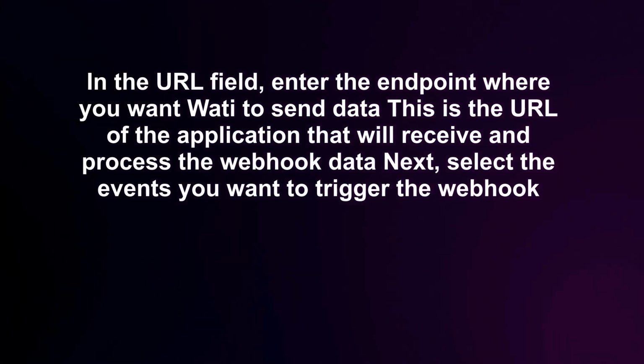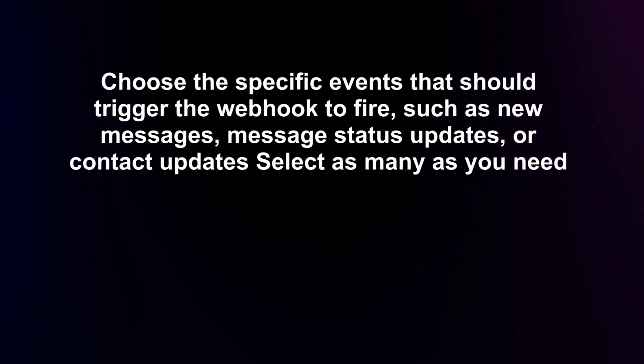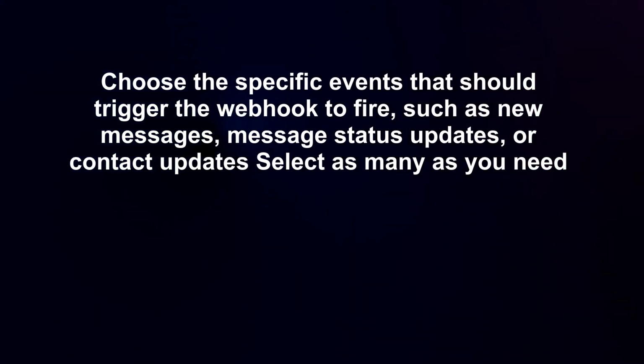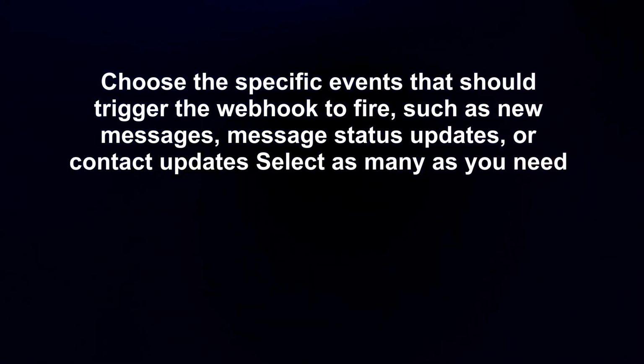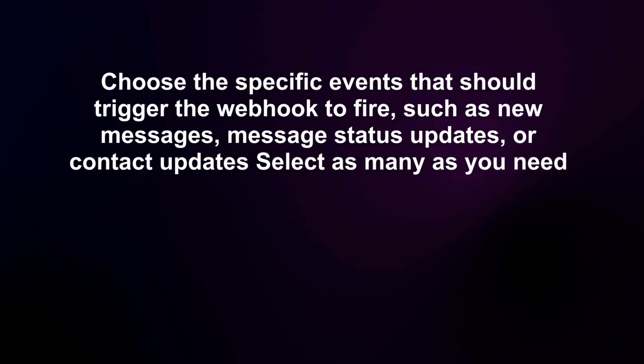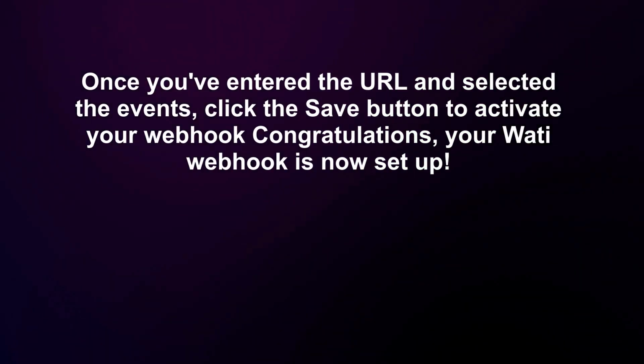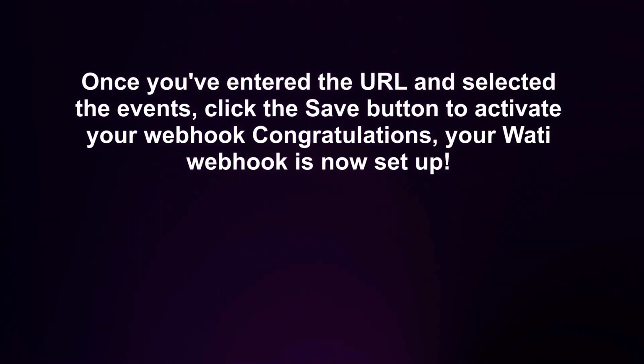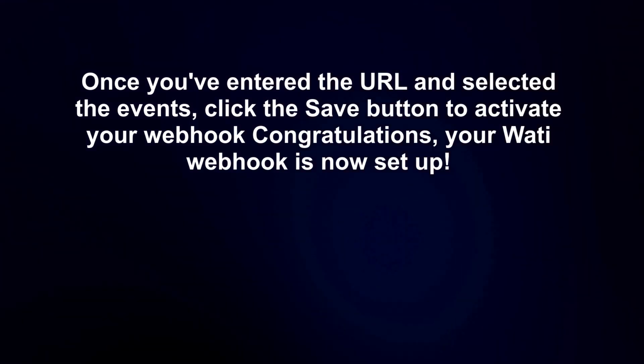Next, select the events you want to trigger the webhook. Choose the specific events that should trigger the webhook to fire, such as new messages, message status updates, or contact updates. Select as many as you need. Once you've entered the URL and selected the events, click the Save button to activate your webhook.